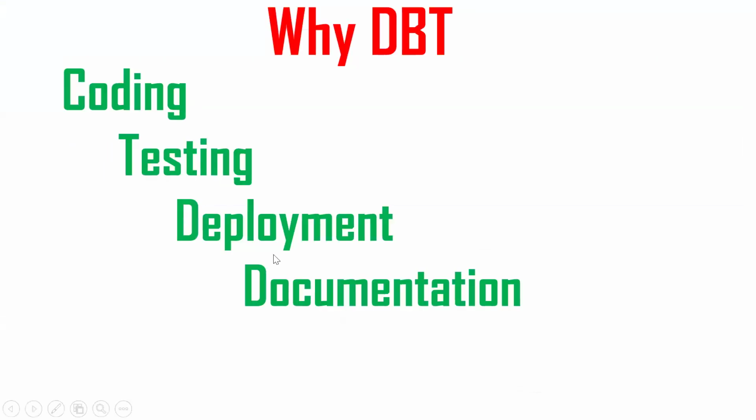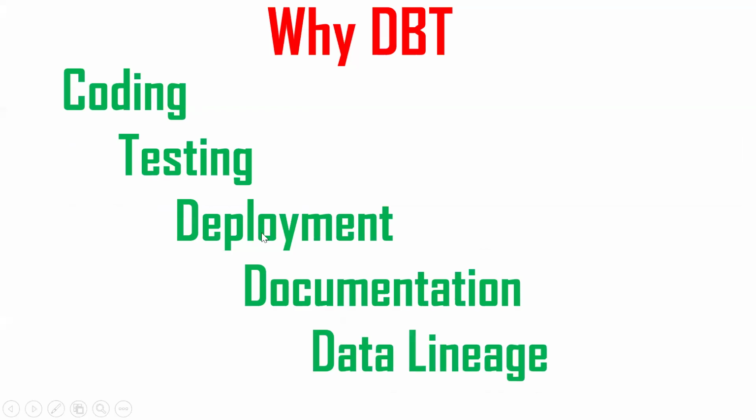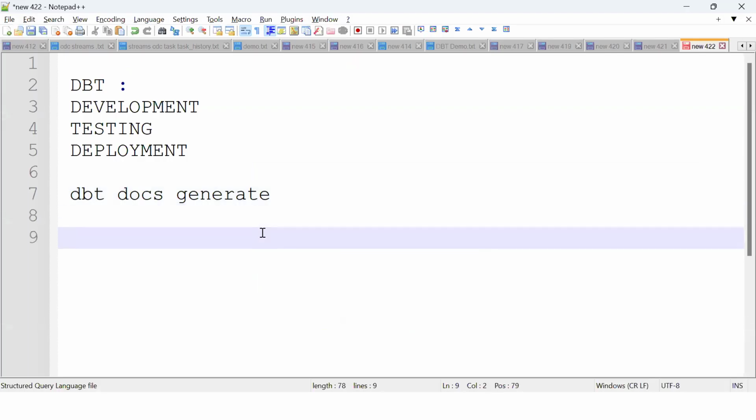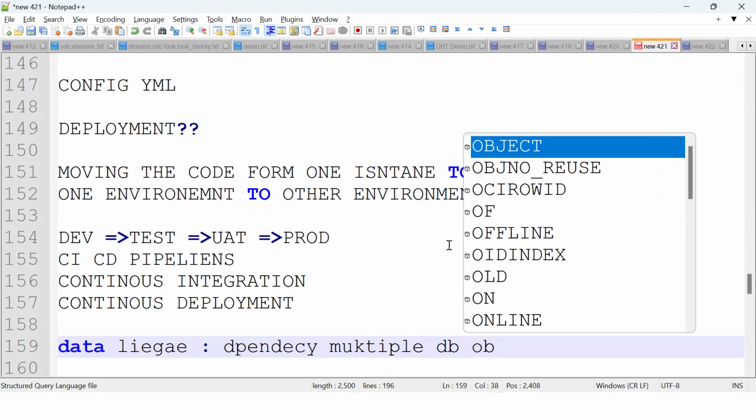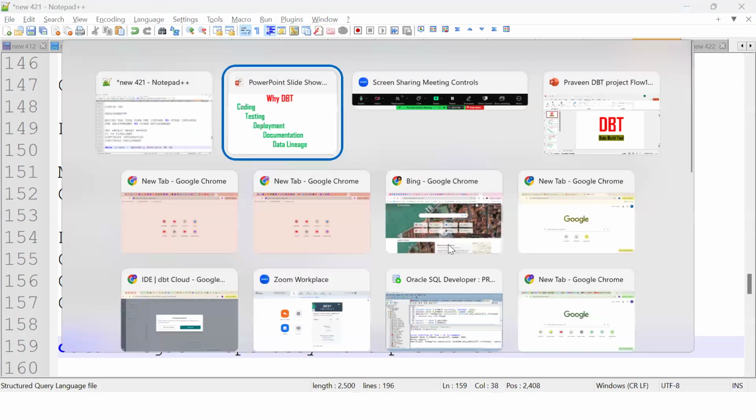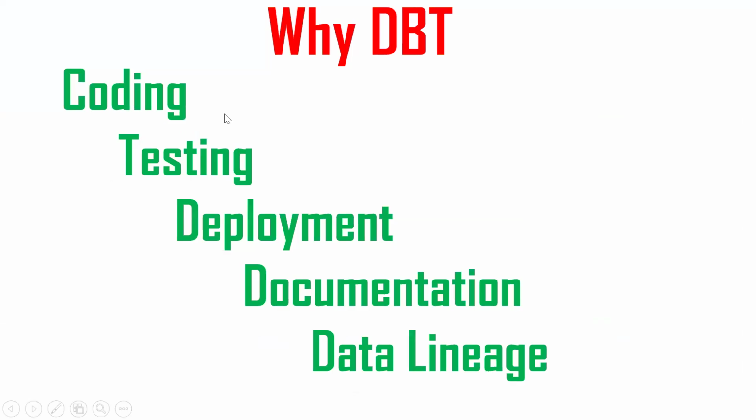So we can do coding, testing, deployment, documentation, and data lineage. What is data lineage? Anybody tell me? Data lineage is nothing but the dependency between multiple database objects. In DBT there is no need to go for another tool like an ER tool. With the help of DBT, we can establish the relationship between multiple tables with the data lineage concept. So with DBT I can do the development part, testing part, deployment part, documentation part, and data lineage part.